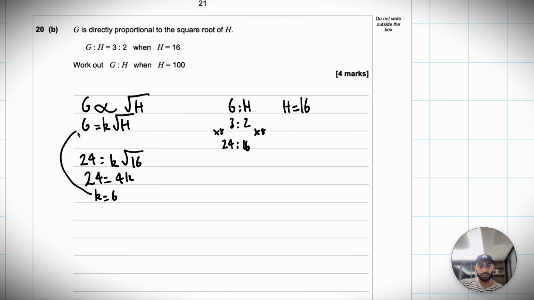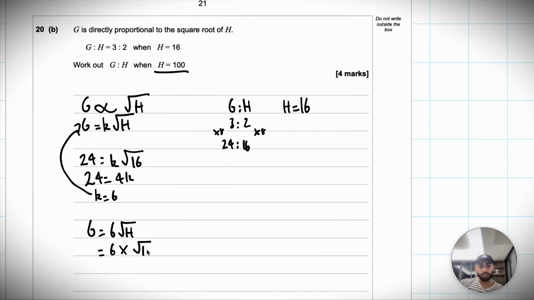I can now substitute this back into my original equation. So G is equal to, the k has become a 6, root H. And now it's telling me I need to find out the value of G and H when H is 100. So H is 100, I'll substitute that in there.